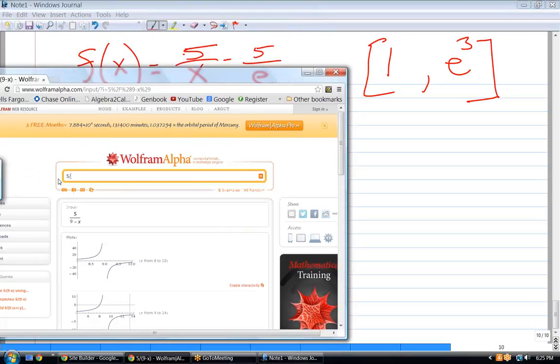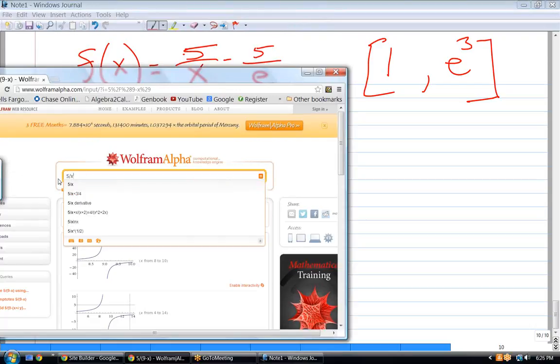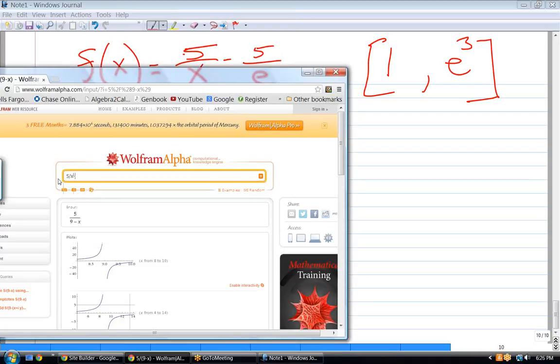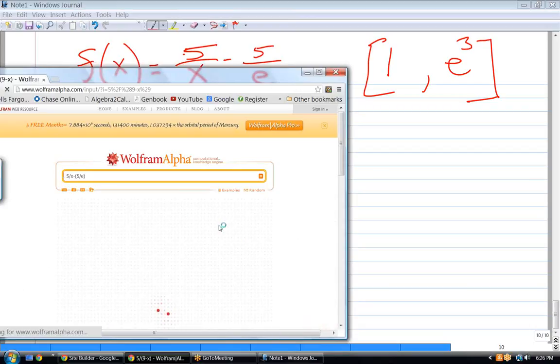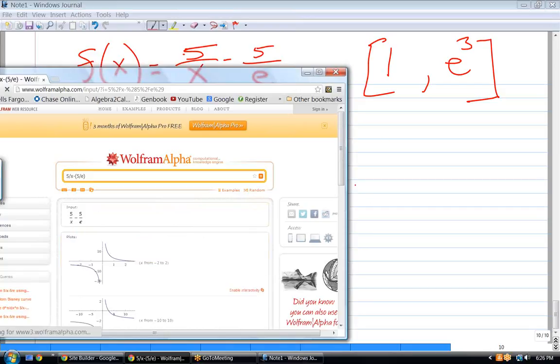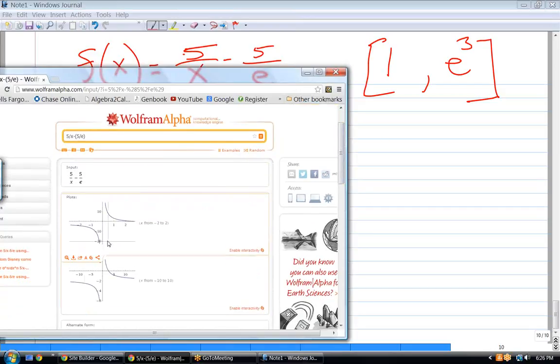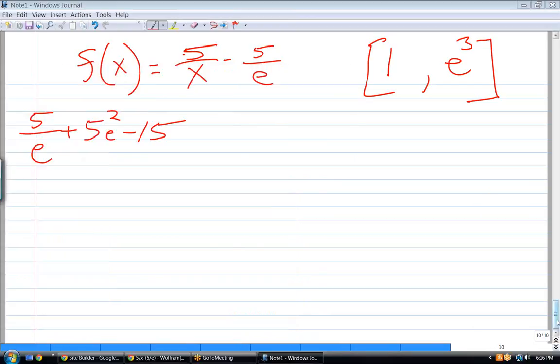Five divided by x minus the quantity 5 divided by e. Now you understand why it's important where it crosses the x-axis? Because if, let me just draw a quick example here.